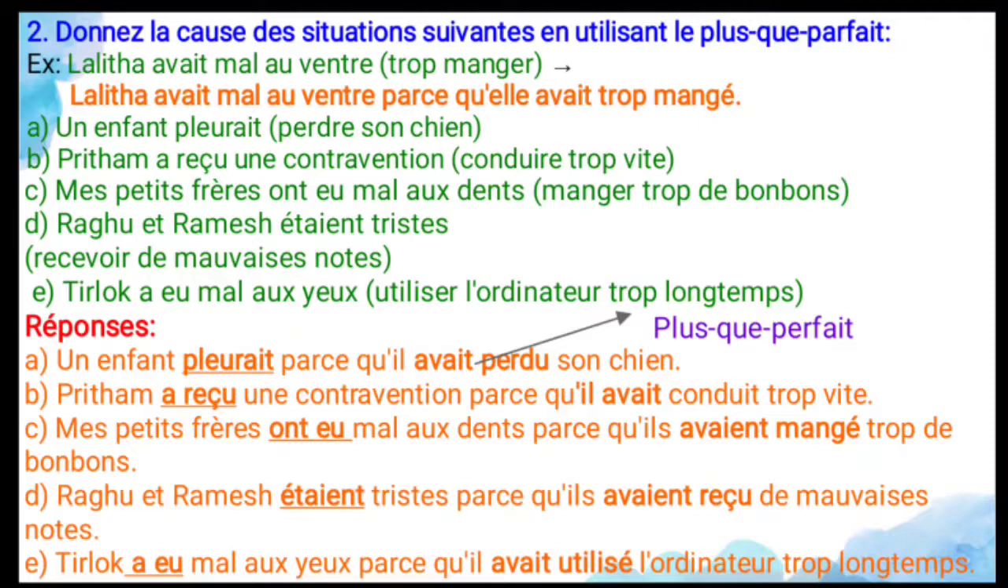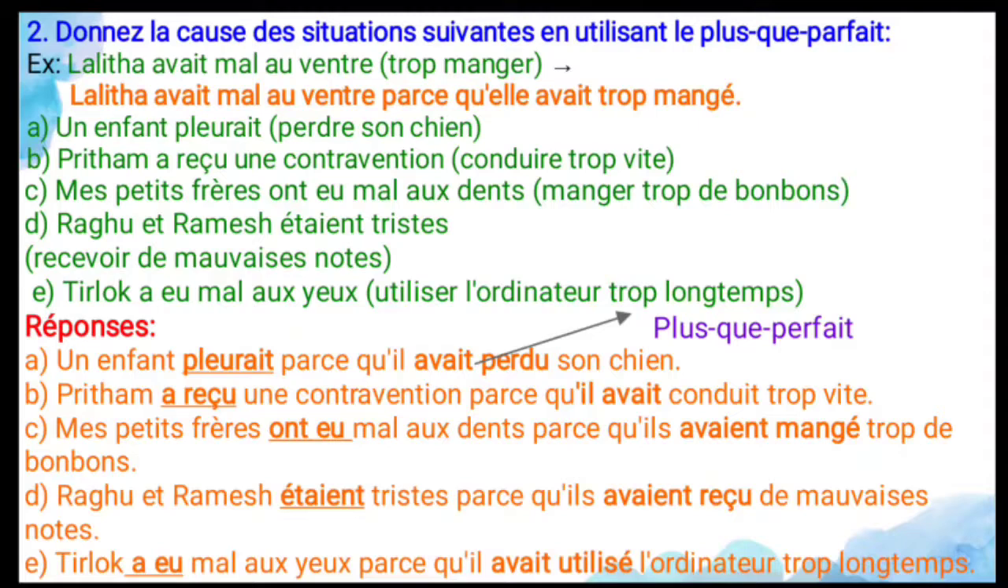Utiliser is a verb, to use. So, use the computer for a long time. Let's see the answer. Tirlok a mal aux yeux. Tirlok, the subject is "il" only because it is masculine. So, ils avaient utilisé l'ordinateur trop longtemps. The verb utiliser is also not in the 16 verbs, so you use the verb avoir only. So Tirlok had a sore eye because he had used the computer for a long time.